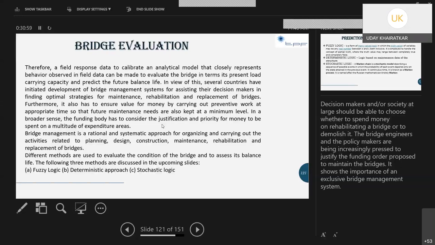Different methods are used to evaluate the condition of a bridge and to assess its balance life. The following three methods are discussed in the upcoming slides. One is fuzzy logic, second is the deterministic approach, and third is the stochastic logic.